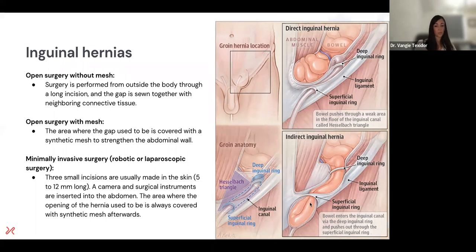So you always should repair inguinal hernias with a mesh, except in the case of contamination, where infection of the mesh is high, and you want to avoid that because that can be very bad for everyone.